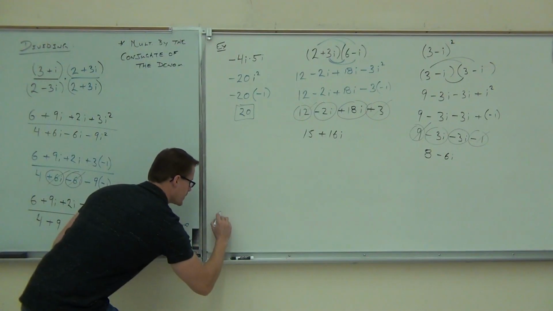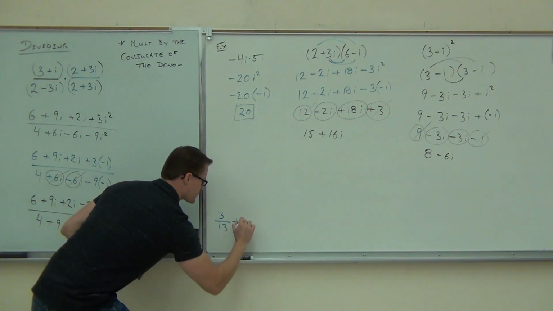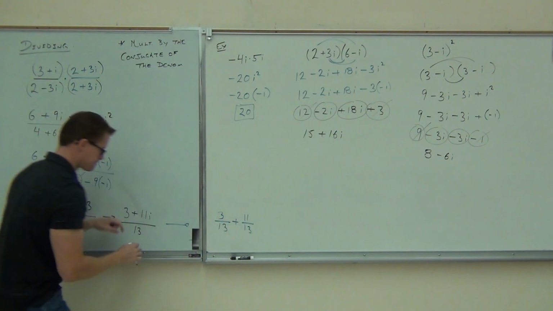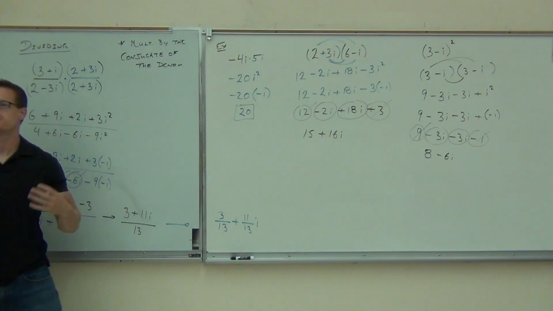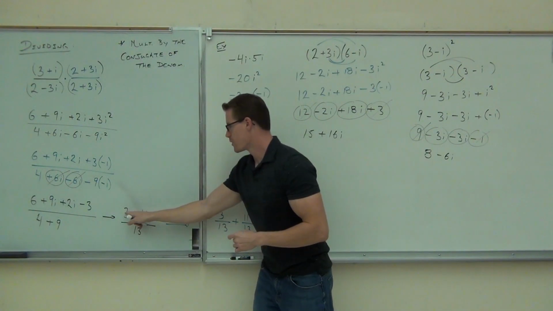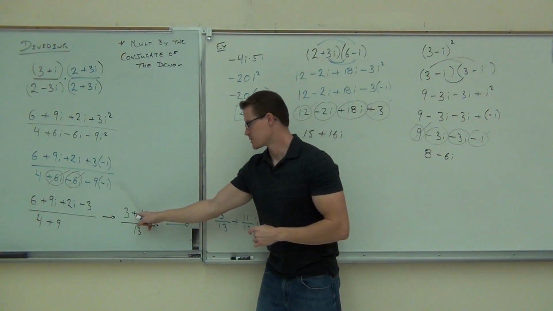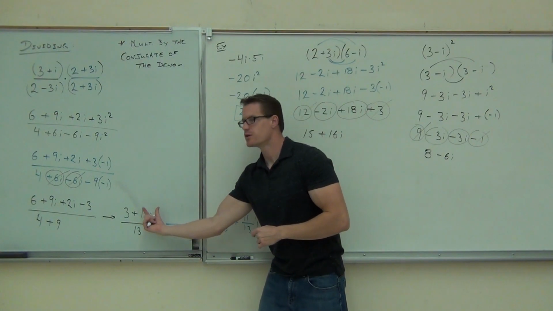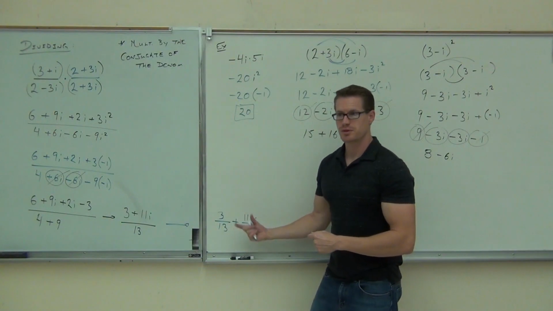So here you get 3 over 13 plus 11 over 13 i. That's the complex number. You can always split a fraction up like that, where you use the first term of the numerator over the denominator, plus or minus the second term of the numerator over the same denominator. Notice how they still have a common denominator, don't they? You could put those two things together.